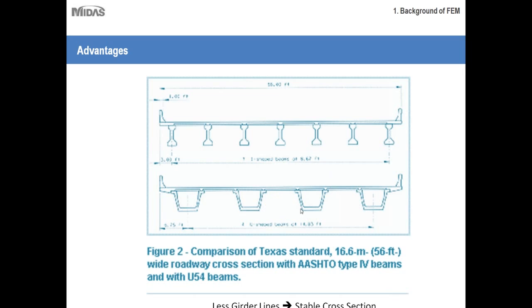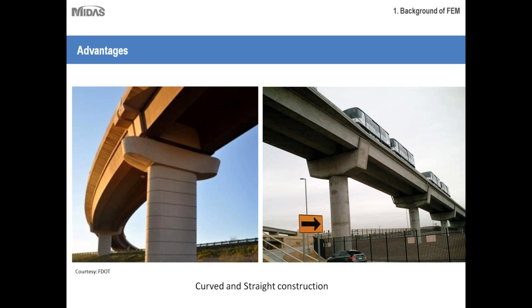As you can directly see from here, this type of section reduces the number of girder lines, and that means the entire cross section will be much more stable. It will not be very flexible, and therefore it is much easier to handle and erect for longer spans. So it enables you to get fewer girder lines and therefore a stable cross section. Then it can be used for curved bridges as well as for straight bridges.